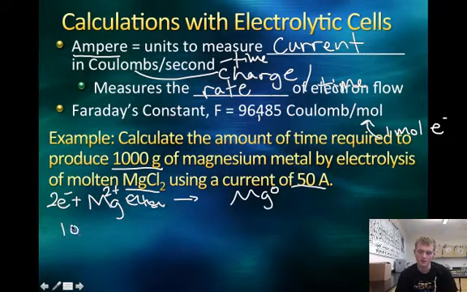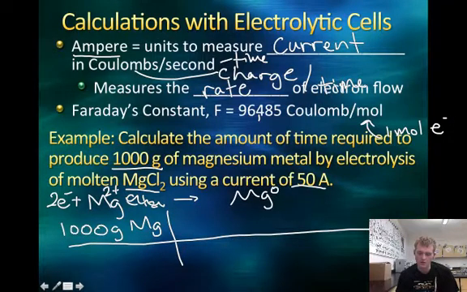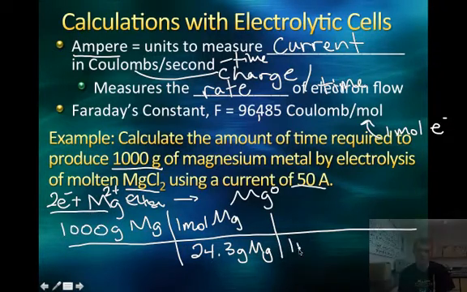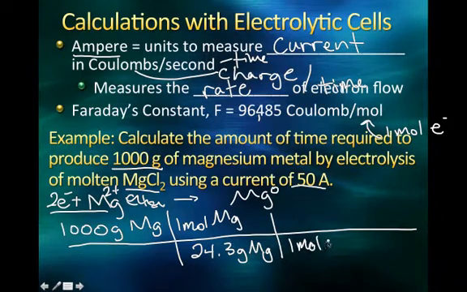So let's start with 1,000 grams of magnesium metal, because I see right away how we can turn that into moles, right? Grams to moles we can do. So 1 mole of magnesium has a mass of 24.3 grams. And then in our next step, we have to remember how many moles of electrons it took. So for every mole of magnesium, I needed to have 2 moles of electrons.